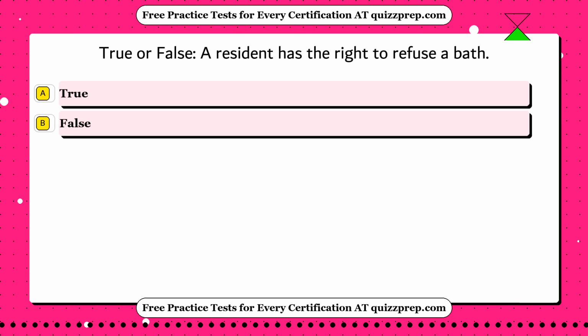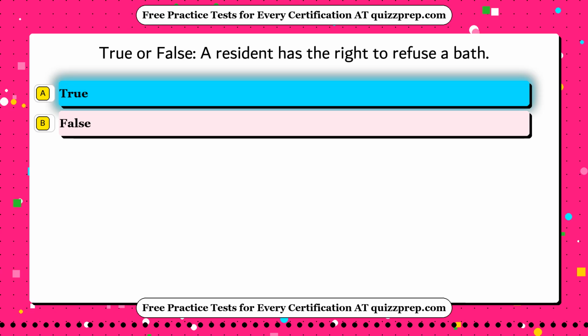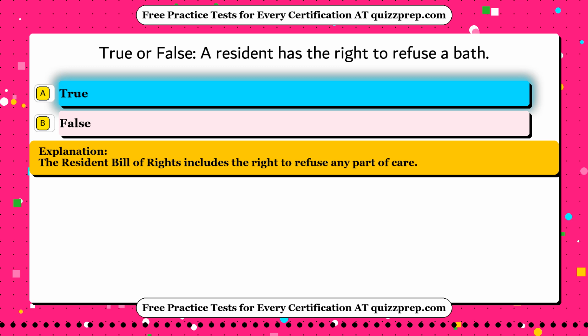Question 125. True or false, a resident has the right to refuse a bath? Option A, true. Option B, false. The correct answer is option A, true. The Resident Bill of Rights includes the right to refuse any part of care.